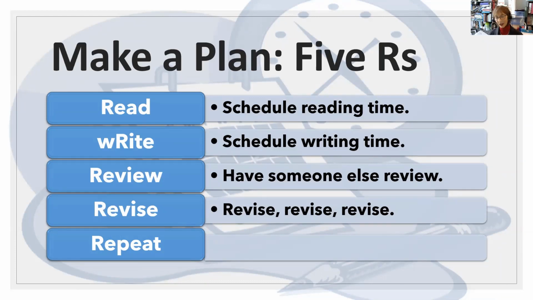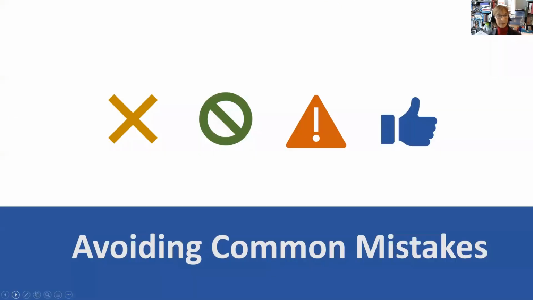And then revise based on your own review of it, put it aside, come back to it, revise after a coworker looks at it, and just keep repeating that process till you get it to where it looks like it's ready to go. So those are five strategies to get started.